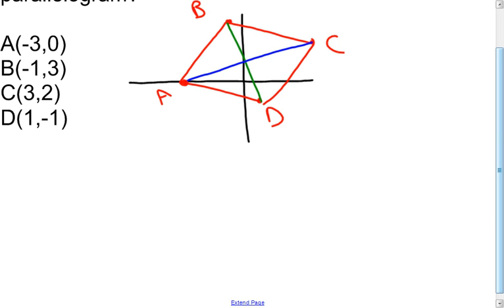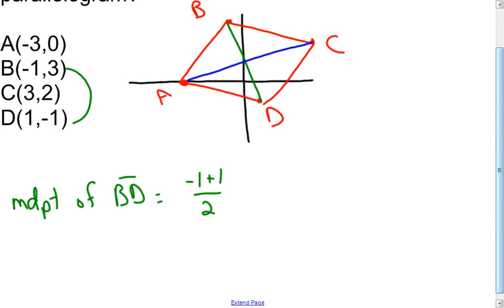So now you got to think back to how do we calculate midpoint? Well, I like to think average. So I'm going to have to work with these 2 points to find the midpoint of segment BD. So let's go midpoint of segment BD. I'm going to average my x values. So I'm going to have a -1 plus 1, and then I have to cut it in half. That's going to give me the x value there.